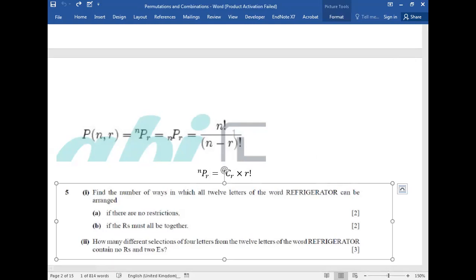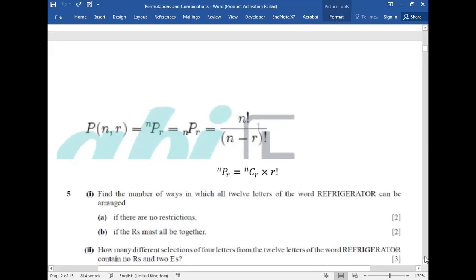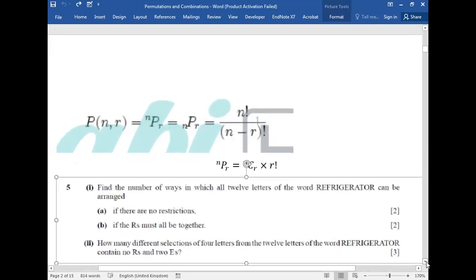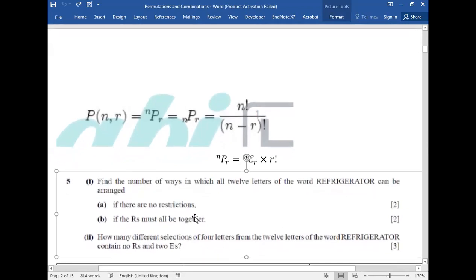Let's have a look at this question. Find the number of ways in which all 12 letters of the word refrigerator can be arranged if there are no restrictions. How many letters are there in the word refrigerator? 12. 12 factorial. But are all 12 unique? Very good. We'll divide it by the repeated ones.